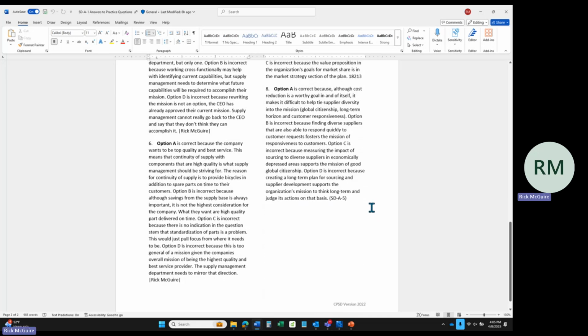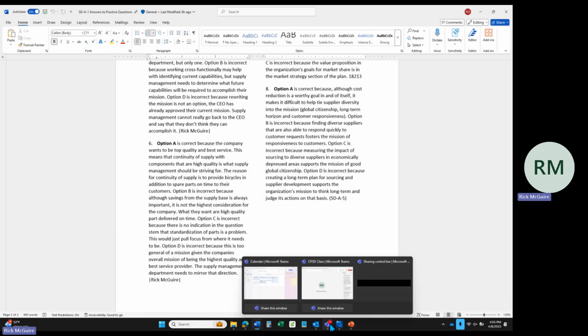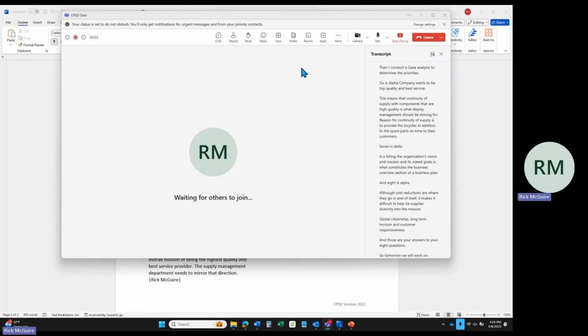And eight is Alpha. Although cost reduction is a worthy goal in and of itself, it makes it difficult to tie supplier diversity into the mission. Global citizenship, long-term horizon, and customer responsiveness. And those are your answers to your 8 questions. So tomorrow we will work on A-2. Thanks.